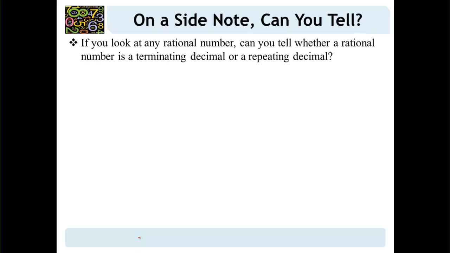Now, on a side note, if you just look at any rational number, can you tell whether it's going to be a terminating decimal or a repeating decimal? This is just on a side note. We shall come to it when we finish the rest of the objectives.